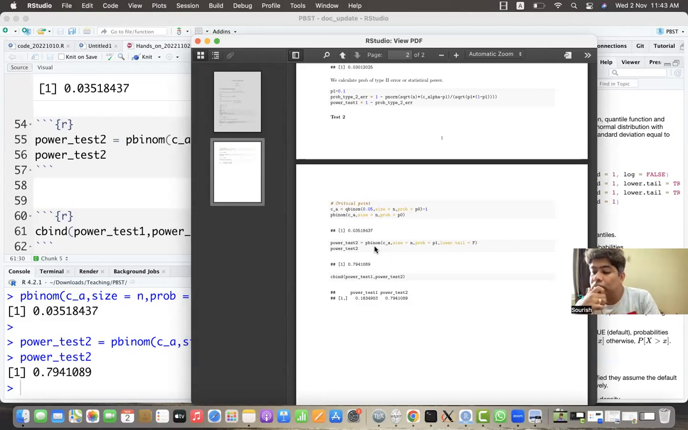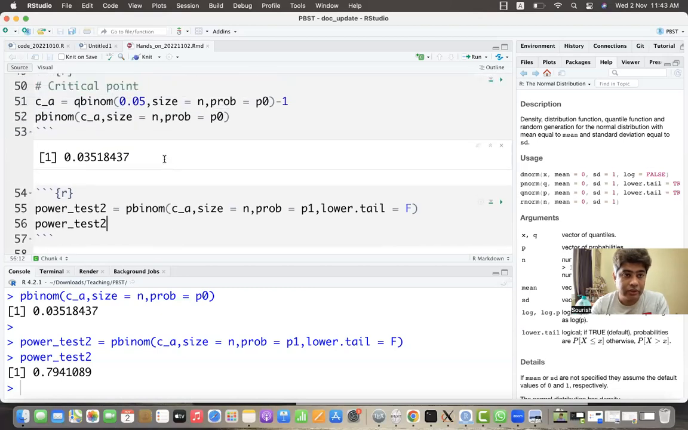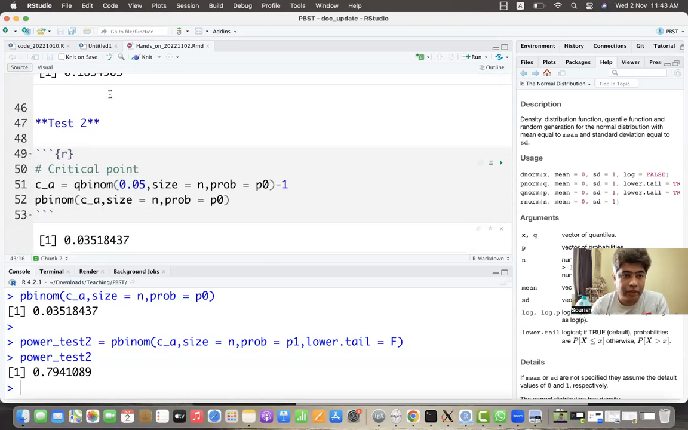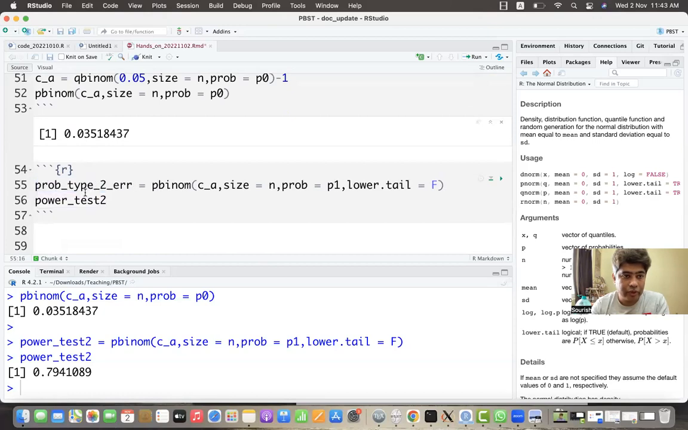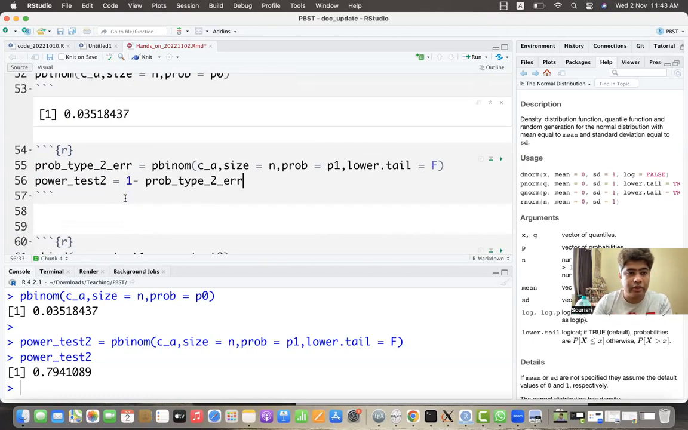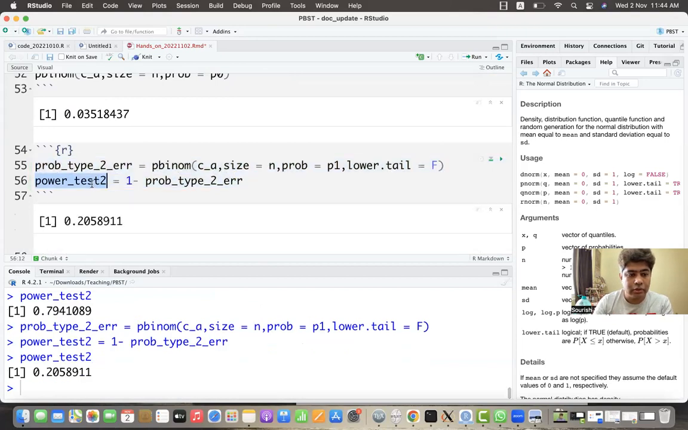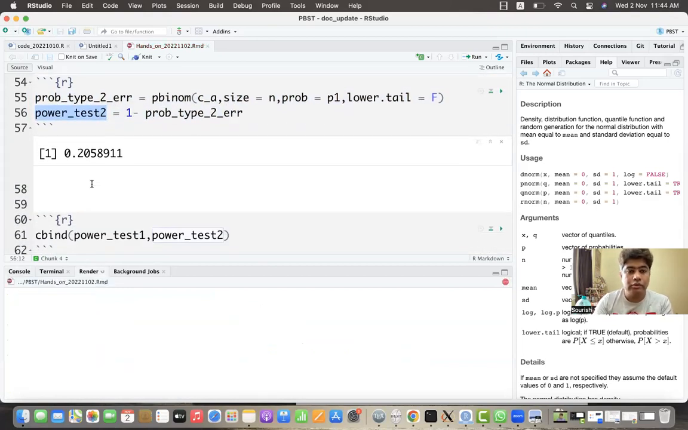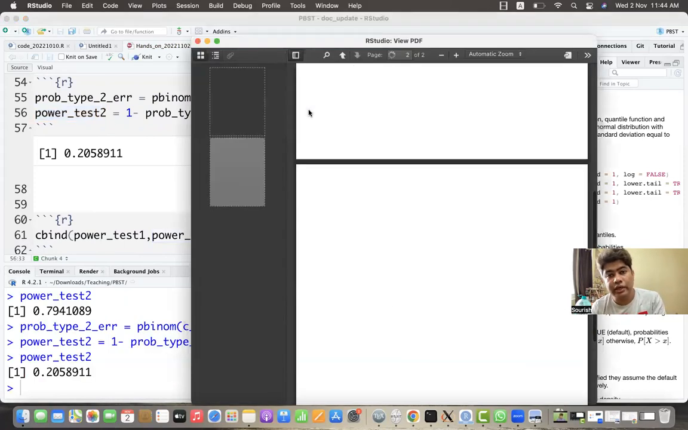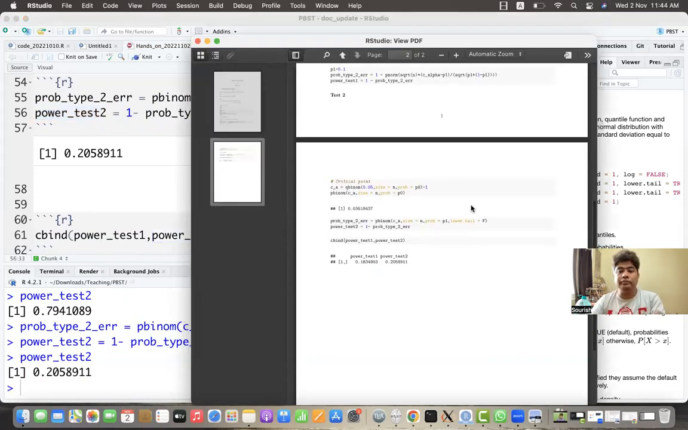Yeah, this is type 2 error. Correct. So this will be my probability of type 2 error, then the power is 1 minus type 2 error. Correct. Thanks. Yeah, absolutely correct. Thank you, Bhumika. That was correct.